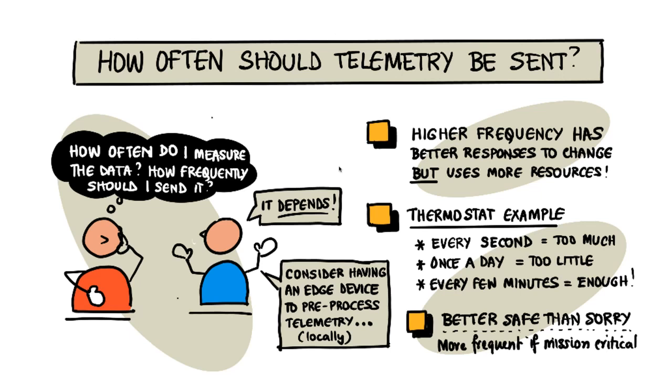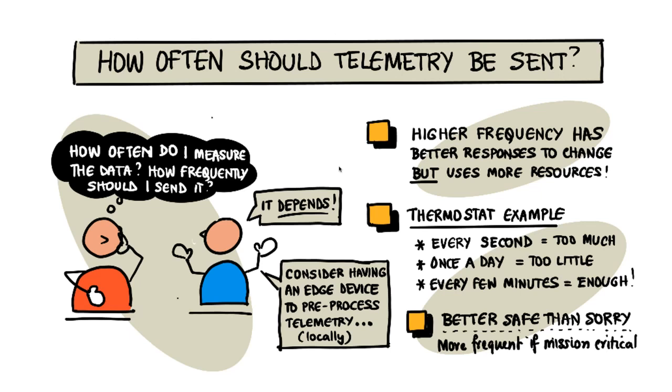If like a thermostat in my house, for example, there's no point sending the temperature to the cloud every second. It's not going to change that often. Temperature doesn't change every second. Once a day is probably too little because it's cold at night, it's warm during the day, I want to adjust it. So maybe every few minutes, 5 minutes, 10 minutes maybe, might send that. If anything's mission critical, it's better to be safe than sorry and go over the top. If you're measuring vibration on machinery for predictive analytics to turn the machine off if it's going wrong, you probably want to send it way too often.